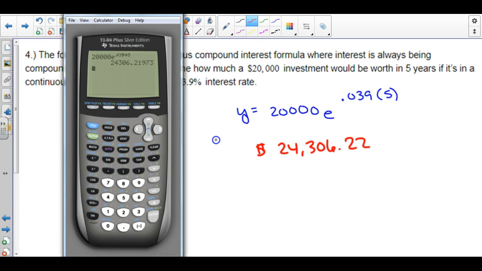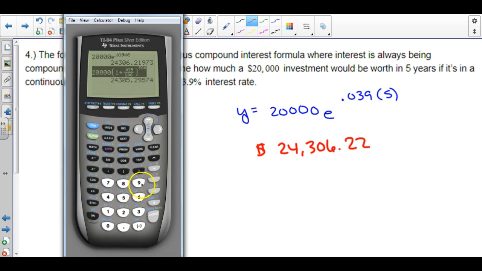So with this formula, again, it's different because we don't have the whole 1 plus r over n on the inside. We are assuming that if we are compounding interest continuously, we can just use this e value. That's what e represents. Even if I were to try 20,000 times (1 plus 0.039 over 100), and let's just say I compounded 100 times in a year, raised to the power of 100 times 5, which would be 500, I get a balance that's pretty close to that.